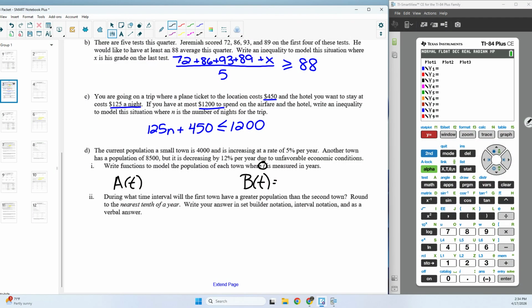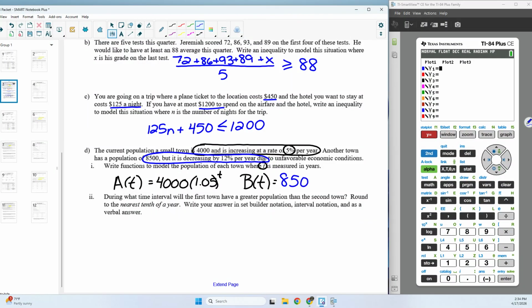A of t, so these are just basic exponential equations. It doesn't say anything about compounding, continuously, or half-life. So I have 4,000. This one's increasing by 5%, so my base is 1.05 to the t. The second one I'm decreasing by 12% per year. So we know when we write the base for that one, we have to do 1 minus 0.12, which is 0.88. So that's my base to the time. So I've done the first part, I've written functions to model.